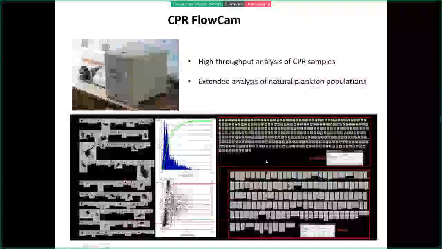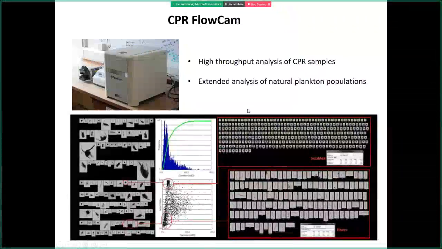Okay, whilst we're on about natural populations, I will mention the CPR FlowCam. The FlowCam is a high throughput and analytical platform for analysis of plankton samples, and it's greatly extended the analysis of natural plankton populations. If you want to know more about that, speak to the CPR people, and I'm sure they'll be very happy to tell you, but it is a microscope and it is part of our microscopy platform.